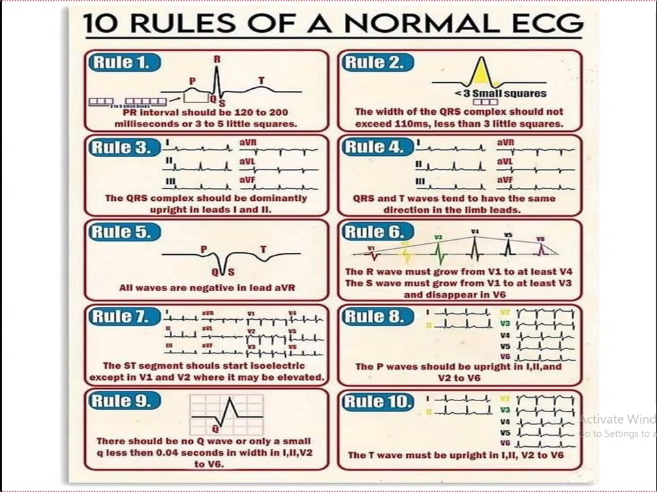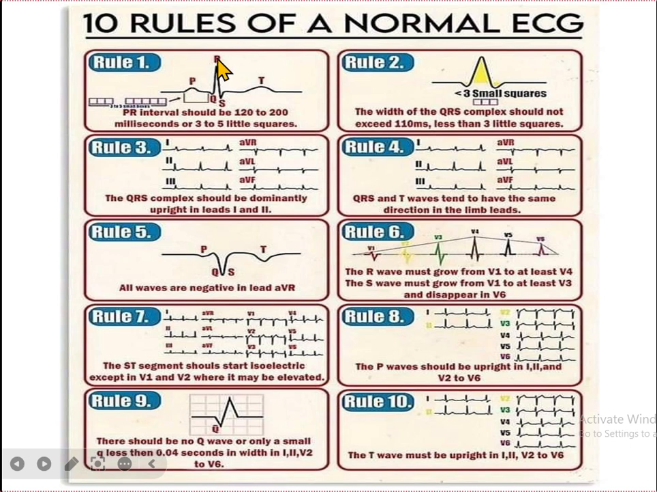So that is the summary of the 10 rules of the normal ECG, and maybe to talk about a few. Rule number 1 is about the PR interval. From the first illustration we had, we saw the P wave is for the depolarization of the atria, and wherever depolarization takes place, that is contraction. Then the R wave is at the depolarization of the ventricles.